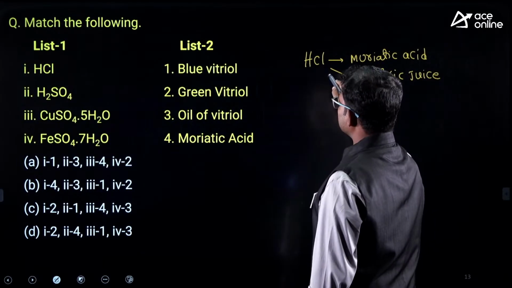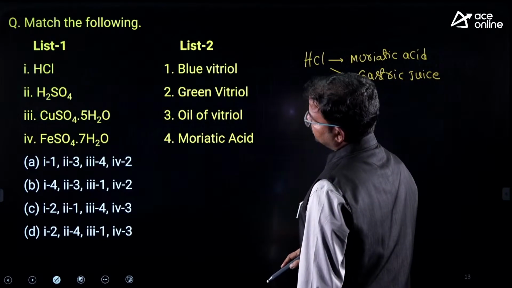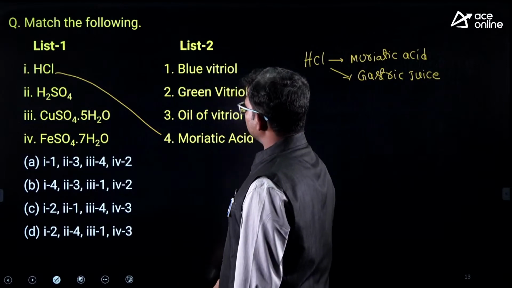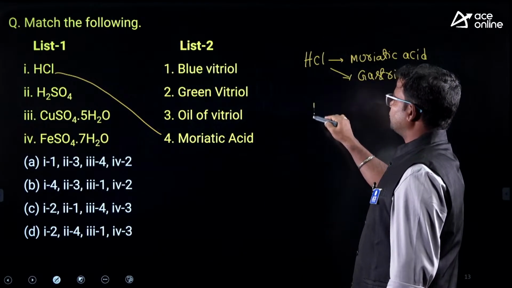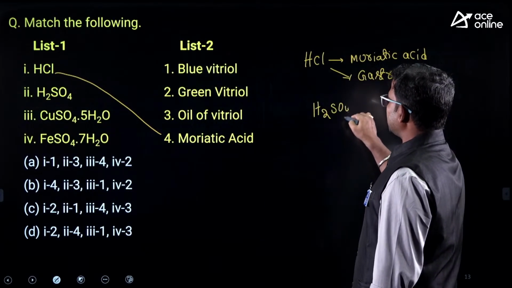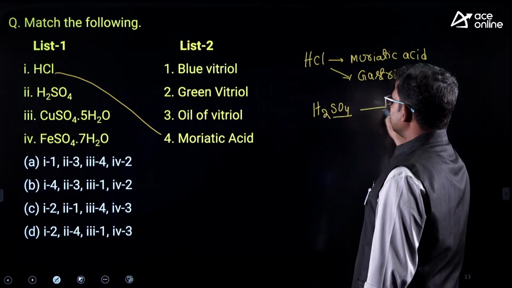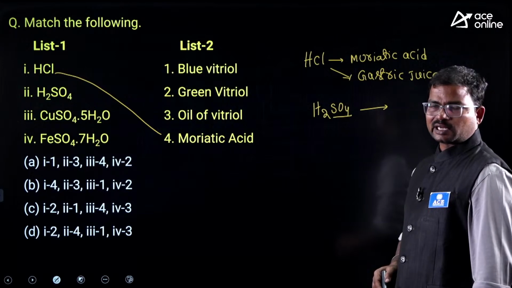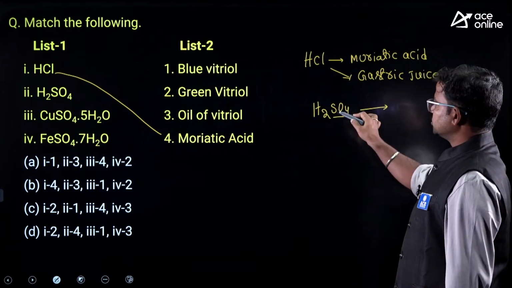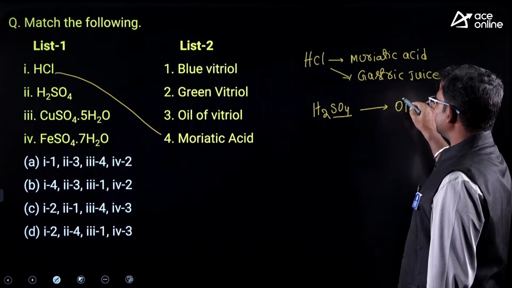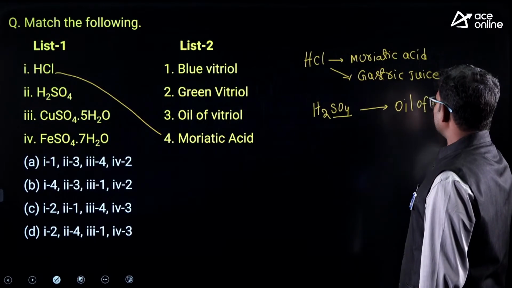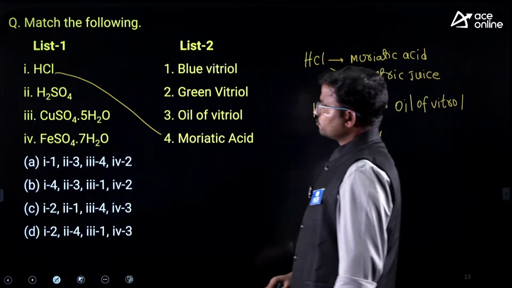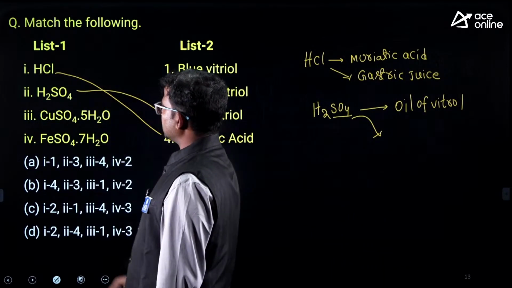Stomach acid has a number of terminologies, so the correct one here is HCl. Next, H2SO4. Here it has a sulfate derivative. In Latin, sulfate derivatives are called vitriol. So this is considered oil of vitriol, and it is also called the king of chemicals. So here it is the correct match.